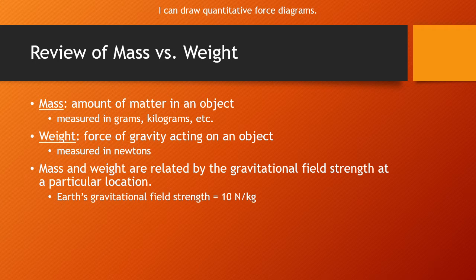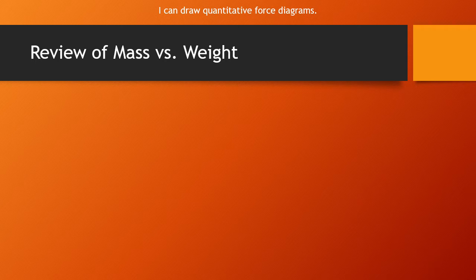So for example, Earth's gravitational field strength is 10 newtons per kilogram, whereas the moon's gravitational field strength is 1.63 newtons per kilogram, roughly 1/6 of Earth's gravitational field strength. So in other words, whatever your weight is on Earth, you would weigh approximately 1/6 of that on the moon. And so we can use these gravitational field strengths to convert between mass and weight. In fact, on this next slide, I go through a couple of other quick examples of that.